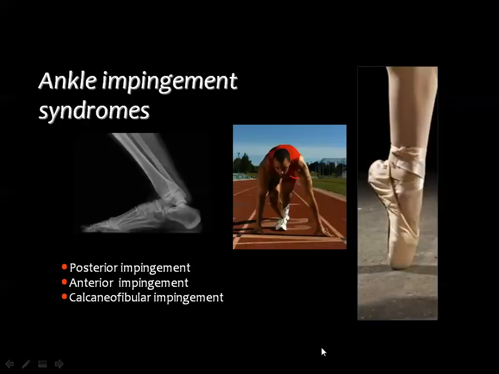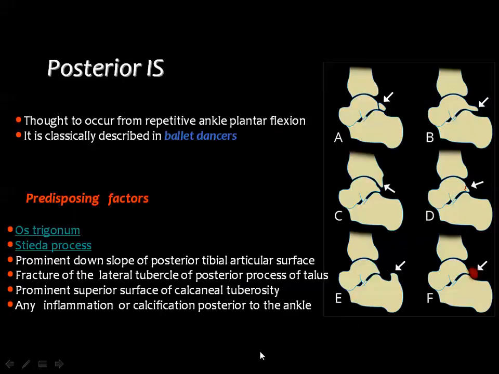Then we come to the ankle impingement syndromes, and we have posterior impingement, anterior impingement, and this rare one, which is the calcaneofibular impingement. Posterior impingement is thought to be caused by repetitive ankle plantar flexion and is classically described in ballet dancers. Then there are many causes for posterior impingement of the ankle. One of these causes, and a common one, is the os trigonum, which is a separated bone behind the calcaneus, or elongation of the Stieda process.